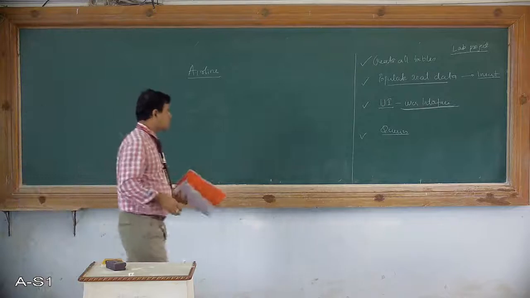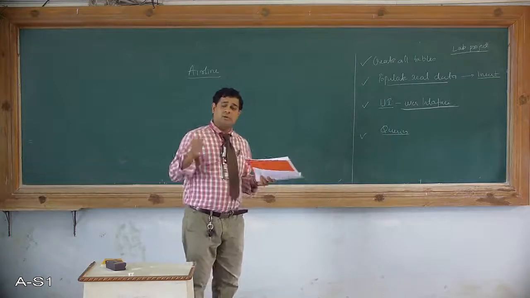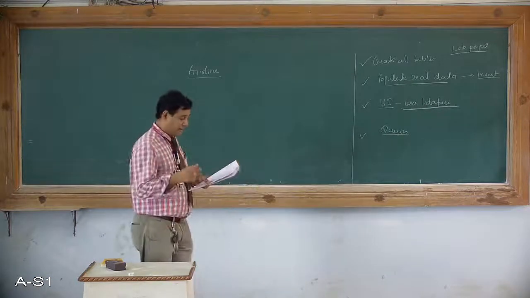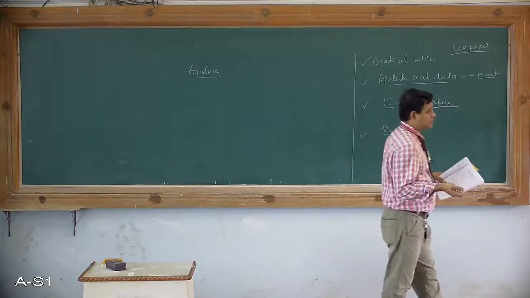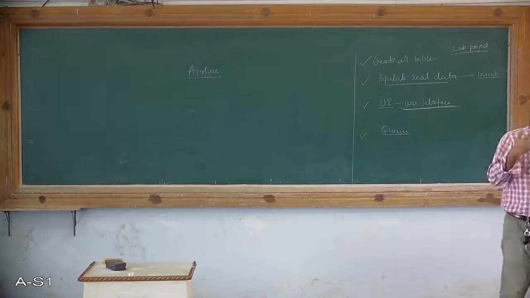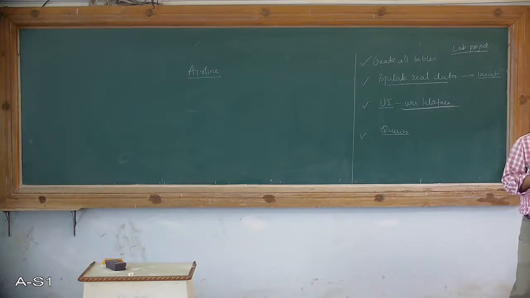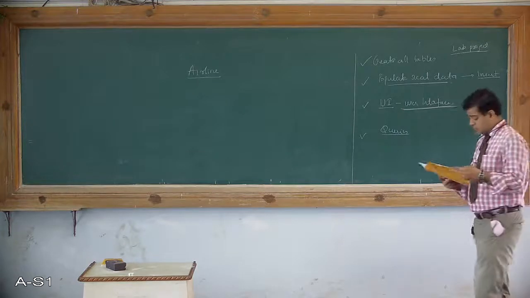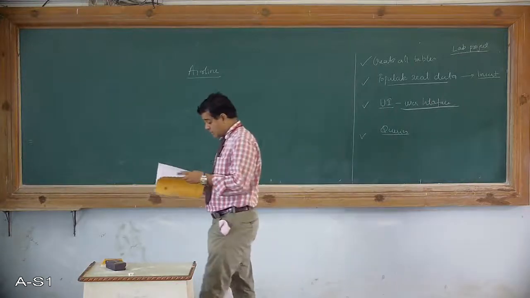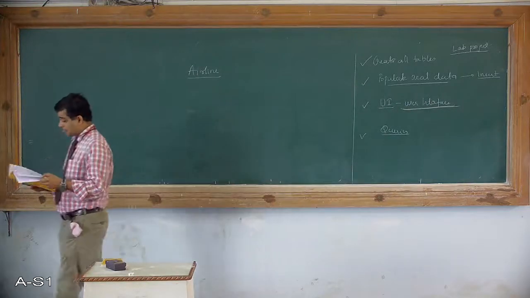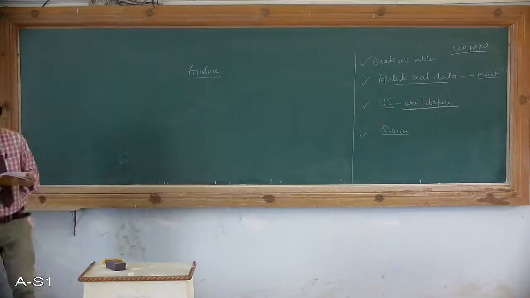So what is your work? Create the tables, populate the data, and then whatever queries are listed here, you need to write the SQL queries for them, and whatever results you get, you need to show. So the third experiment deals with the airline database. I think we have already done this in our lab. The fourth one is the order database.